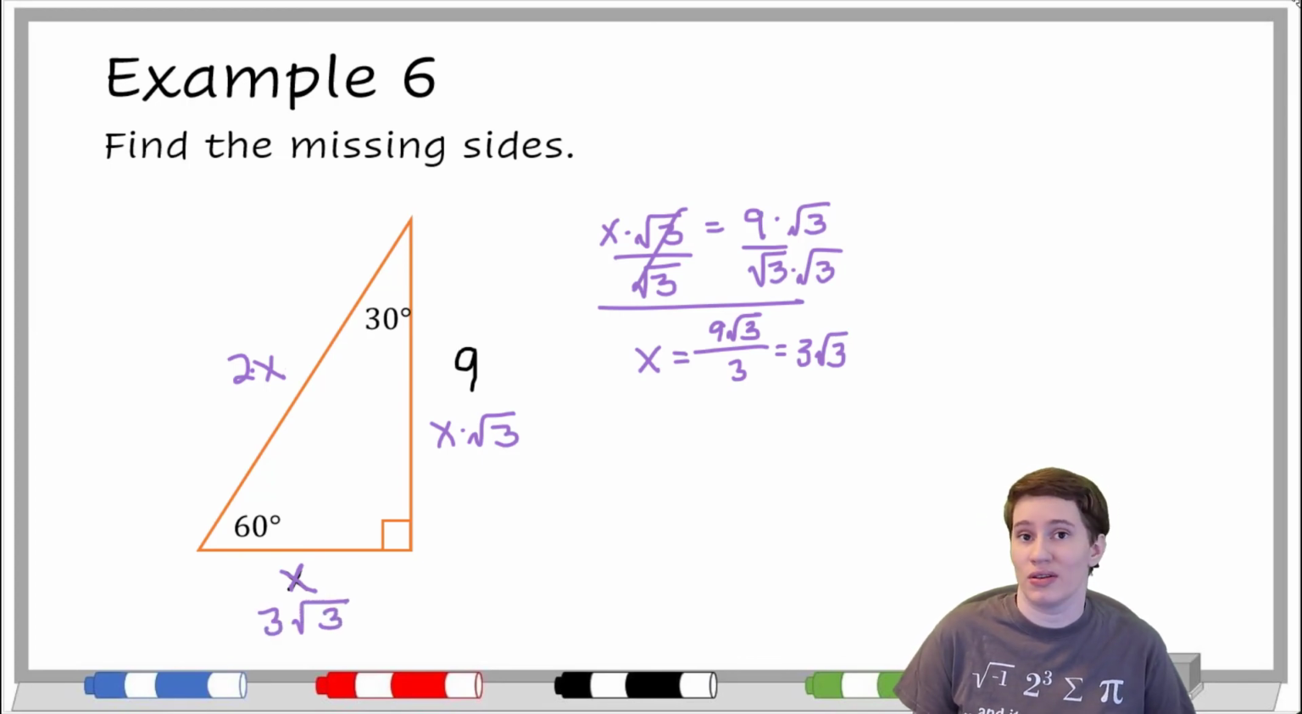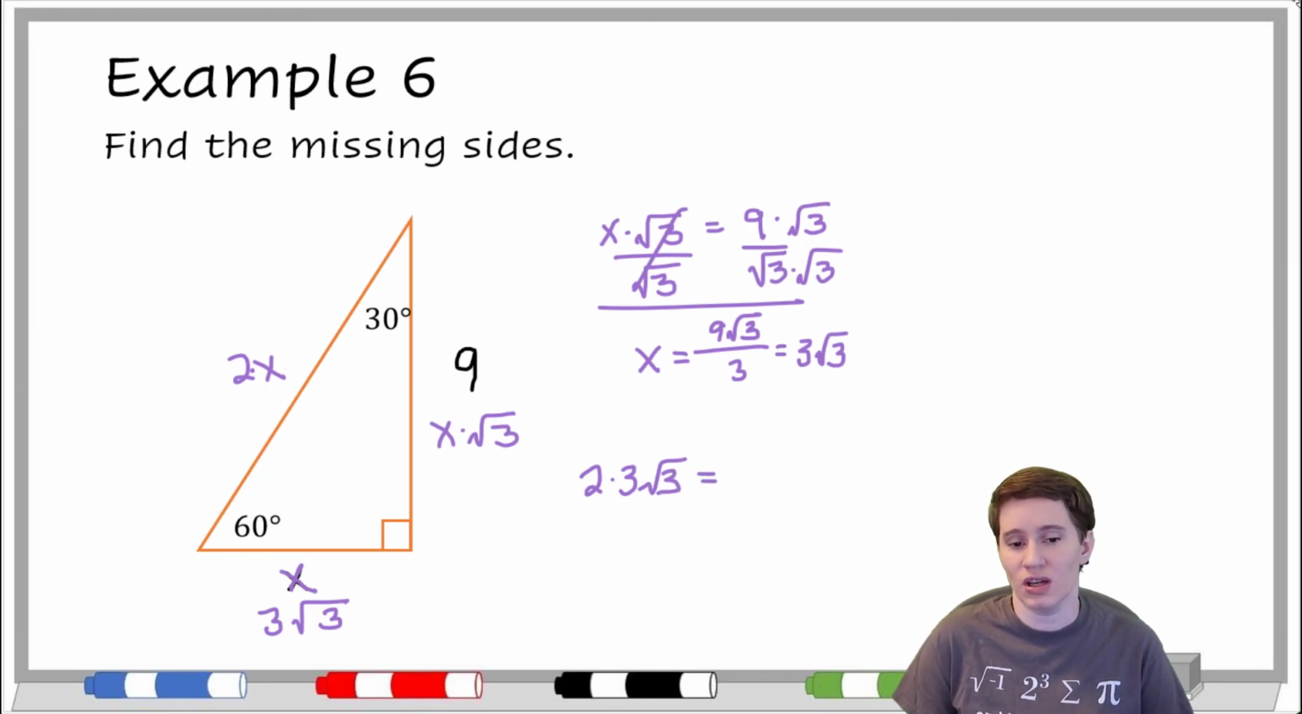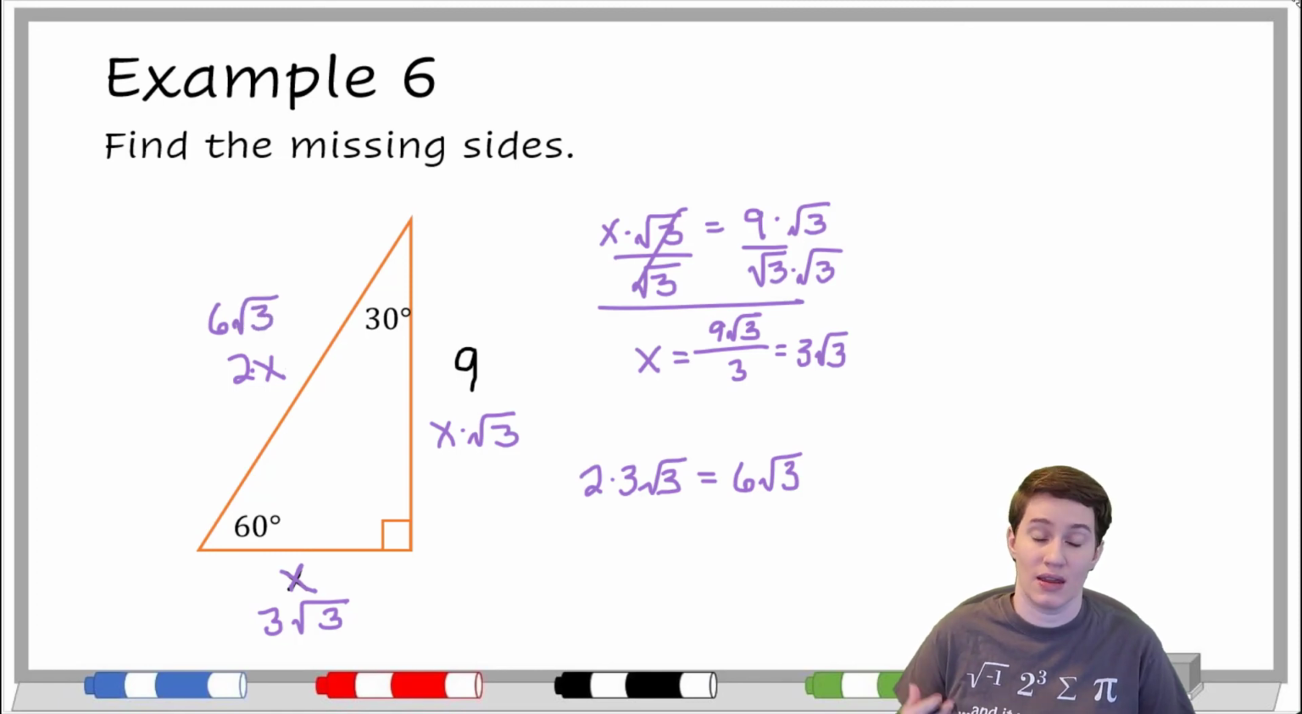Now we need our hypotenuse, which is twice as long as this shorter leg. So what does it mean to be twice as long as 3 square roots of 3? The way we do this is we multiply the outside numbers together. 2 times 3 is 6, so we get 6 square roots of 3. So our hypotenuse is 6 square roots of 3. And that's how we do it.